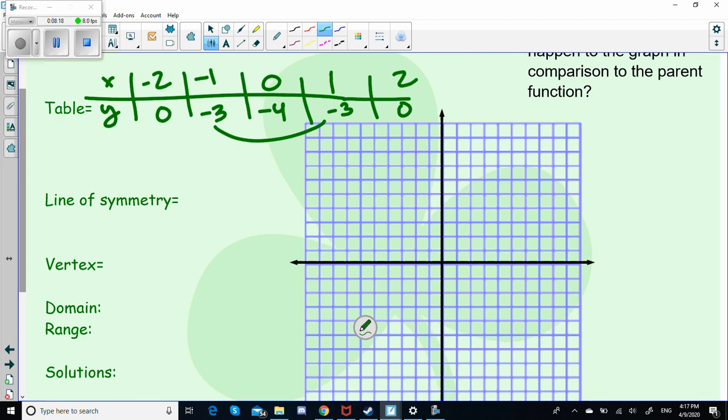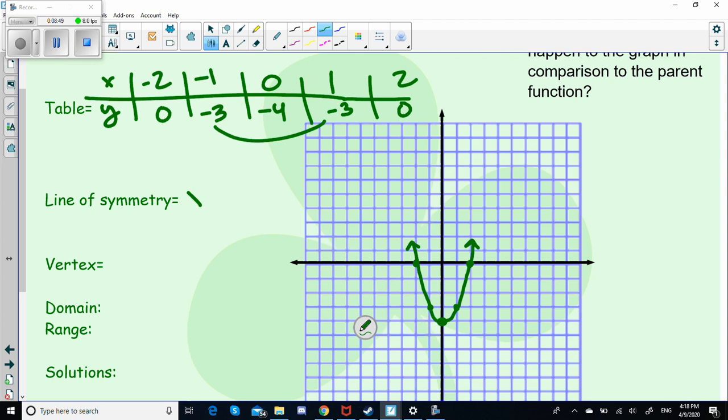So if we plot all of these over here on this graph, 0, negative 4 would be down 4. 1, negative 3, and negative 1, negative 3. And it looks like it crosses at 2 and negative 2 on my picture. It is exactly like the parent function, except that it dropped down 4. It had a vertical translation of negative 4 or down 4.